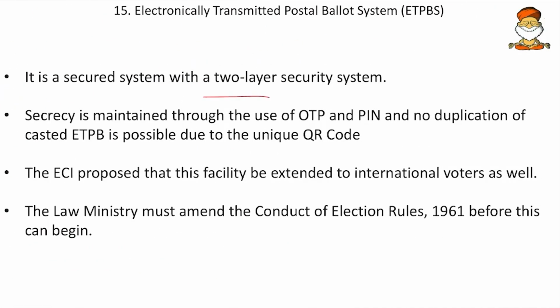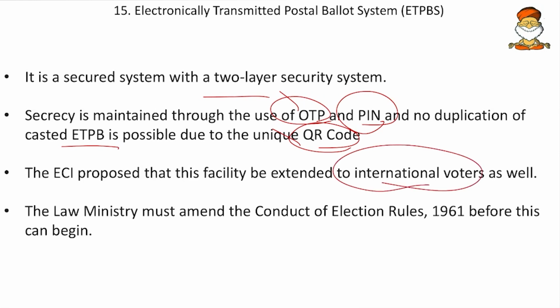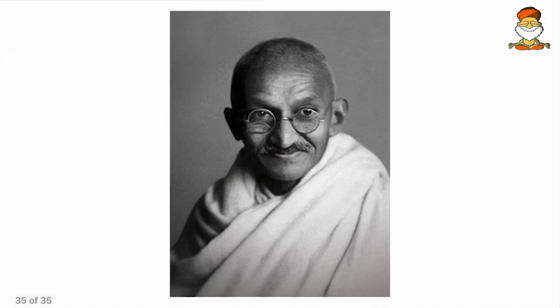Then come to next, it is a secured system with a 2-layer security. That is, the secrecy is maintained through the use of OTP and PIN, and no duplication of the casted vote is possible due to the unique QR code. So this OTP and QR code, these two are the double protection system. That means without OTP it will not get downloaded, and without the QR code we cannot take a photocopy of this ballot. Then the ECI proposed that this facility should be extended to the international voters as well. And the Law Ministry must amend the Conduct of Election Rules 1961 before it can begin. So if we amend this, even for the NRI voters, we can go ahead with the ETPBS. So these are some of the facts.